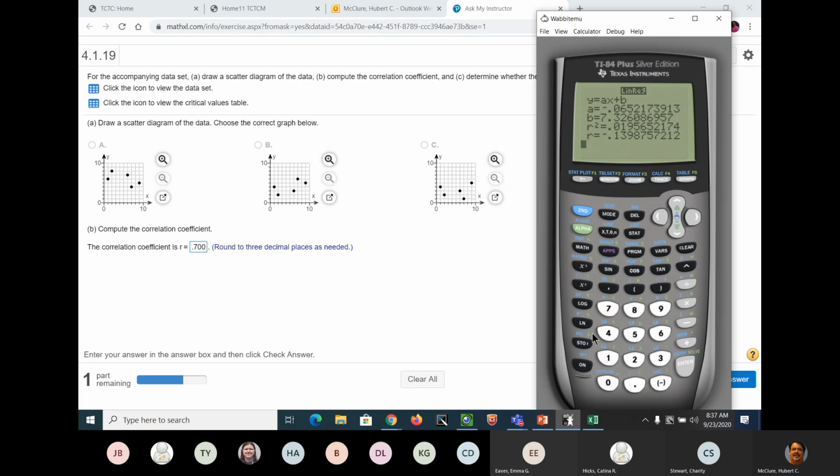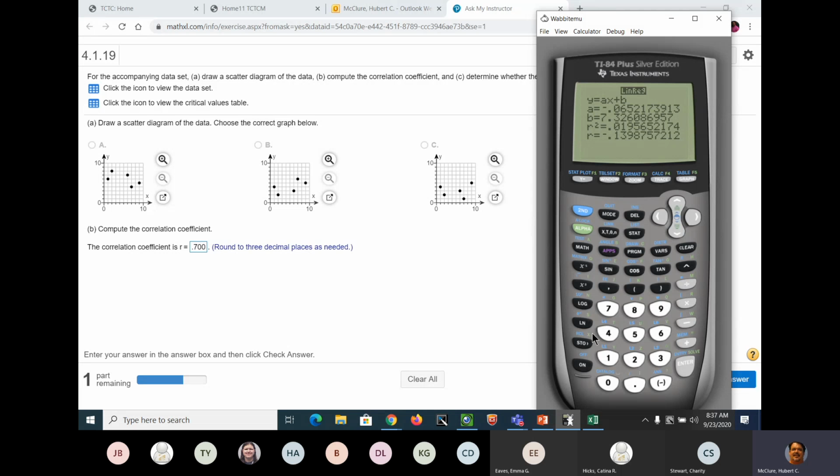Y is equal to negative 0.0652173913 x plus 7.32608697. Now I'm writing it out because I don't want to go back and forth with the calculator, and I need to round it to 3 decimal places or 4. So that's why I'm writing everything out.